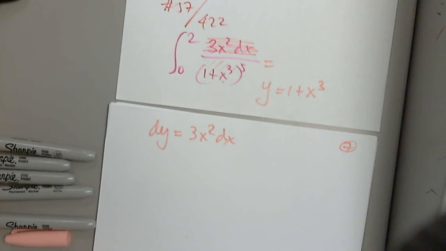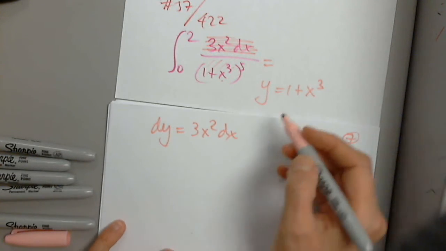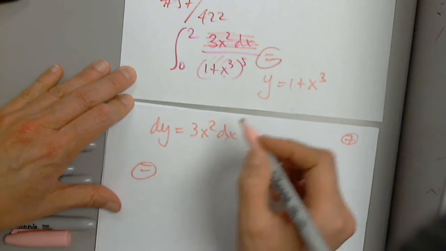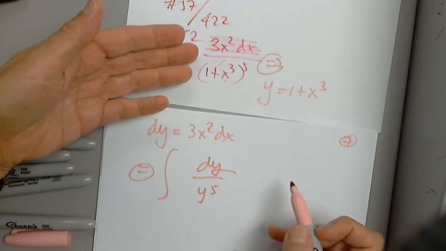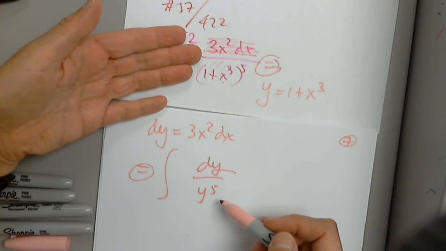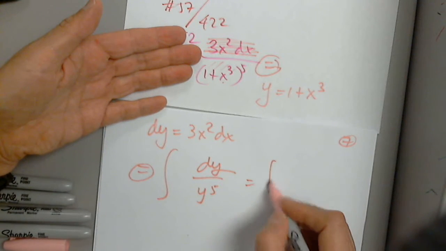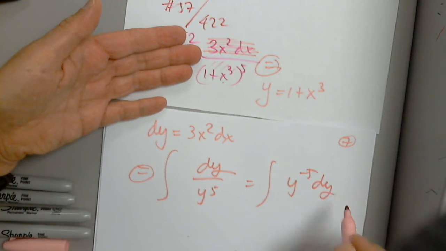Because that becomes just one quantity raised to some power. So that's the idea behind this, the thinking process. What can I do to make this look nicer and easier? So now this becomes dy over y to the fifth. Do you prefer this or dy over y to the fifth? In other words, y to negative 5 dy.